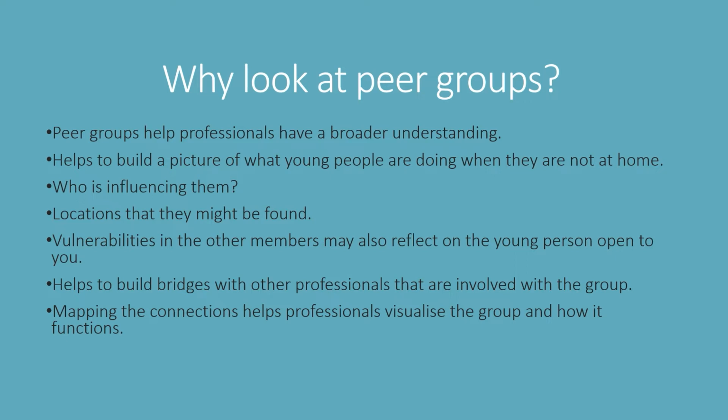If professionals look at peer groups, it can be helpful in developing a broader understanding of the influences on the younger person, what they are doing when they are not at home, and locations that they might be found. When looking at a group, vulnerabilities in other members may also reflect on that young person. If other peer group members are open to services, it can be useful to create links with those professionals.